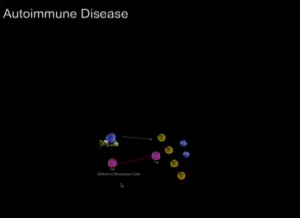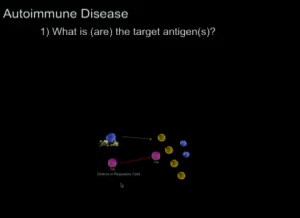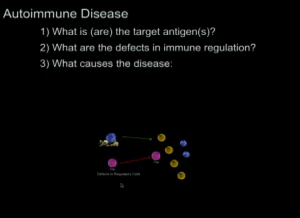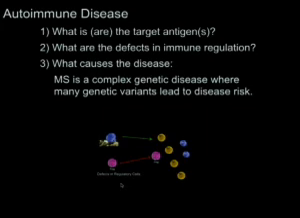So what I'd like to talk about over the next few minutes are, first, what are the target antigens and what new technologies can we use to identify what the target antigens might be in this so-called autoimmune disease? Two, what are the major defects in immune regulation? And third, what actually causes the disease? And the answer is that MS is a complex genetic disease where many genetic variants lead to disease risk. It's not bad genes, not a bad environment, but perhaps the bad interaction between the genetics and the environment.